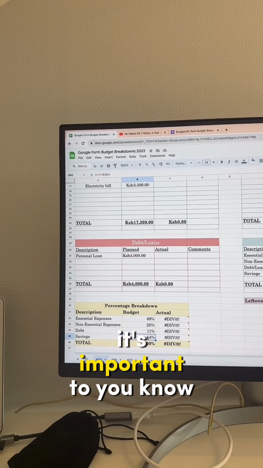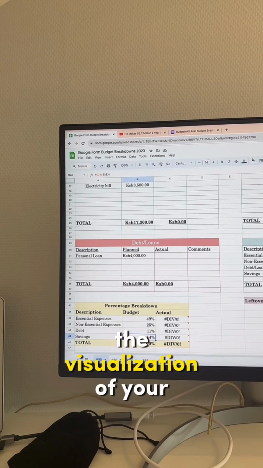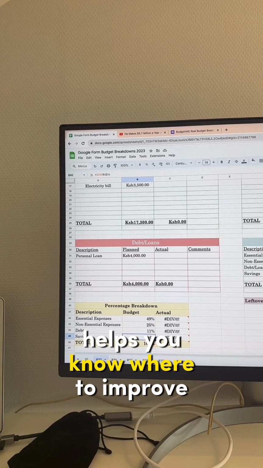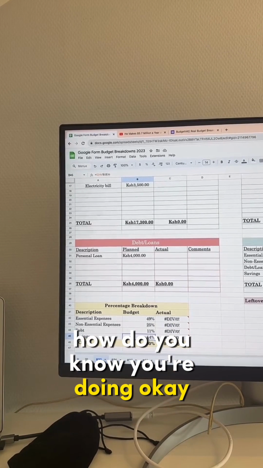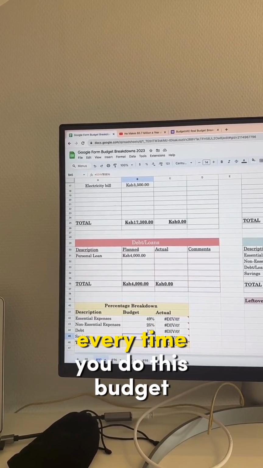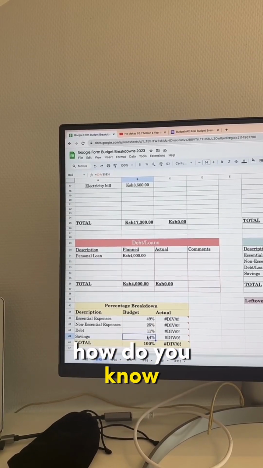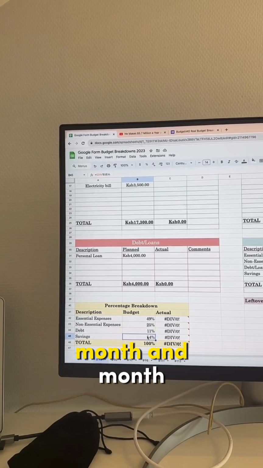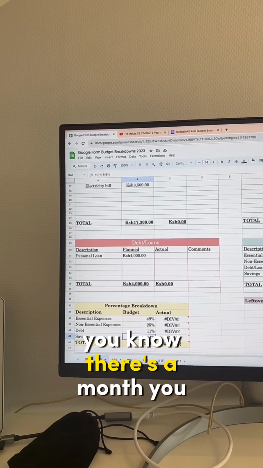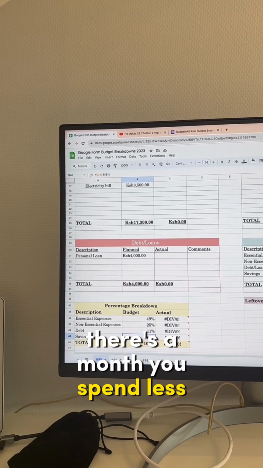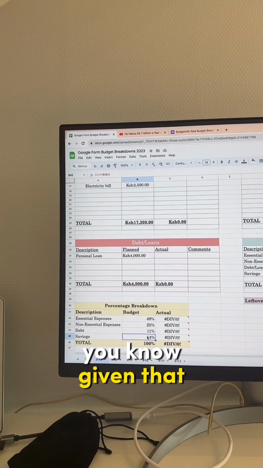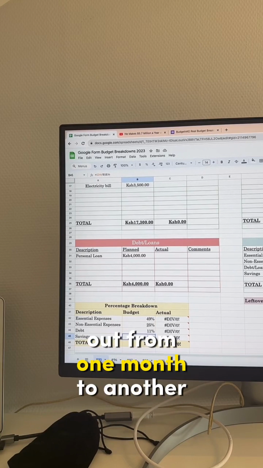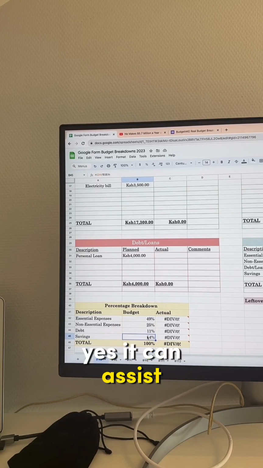Yeah, so it's important that the visualization of your numbers helps you know where to improve. I like the question somebody asked: how do you know you're doing okay? That's a question you ask yourself every time you do this budget. Month on month, they are never the same. There are some months you spend more, some months you spend less. Given that you can balance yourself out from one month to another, yes, it can assist.